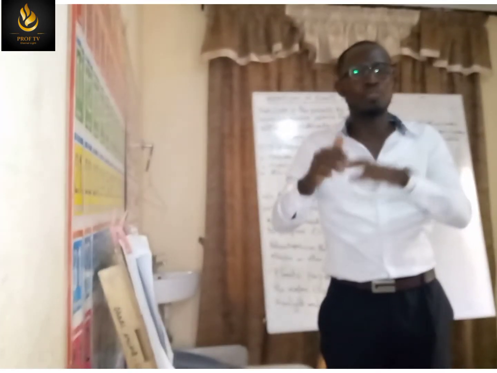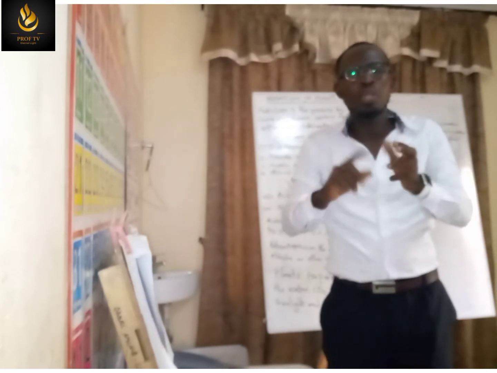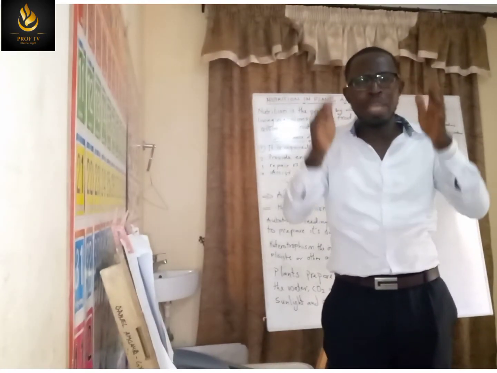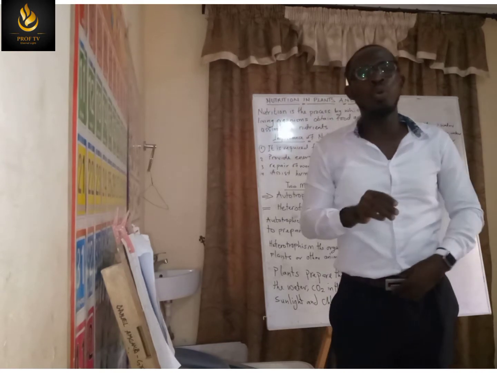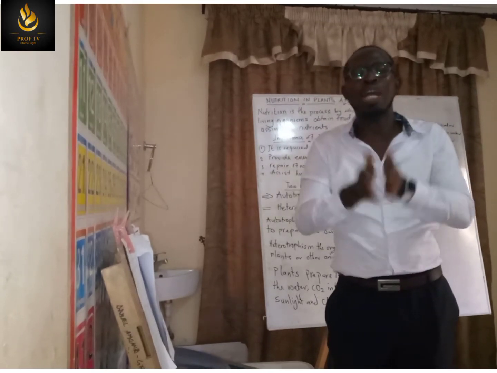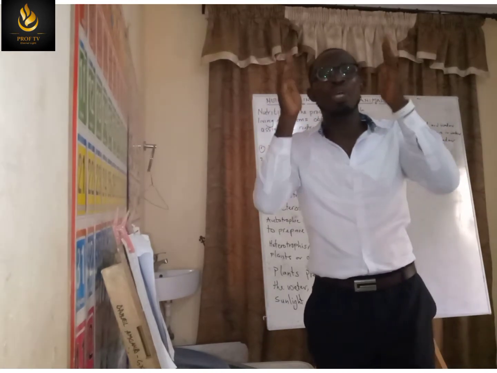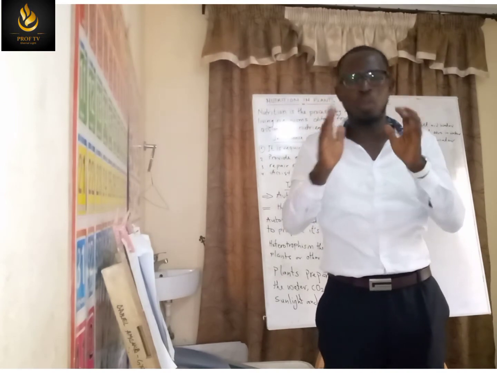Auto means self. You are able to do it on your own. So autotrophs are organisms that are able to prepare their own food. And then heterotrophs, on the other hand, cannot prepare their own food. So we have heterotrophs and then autotrophs. Plants are mainly autotrophs.